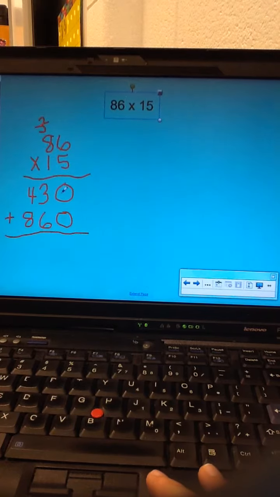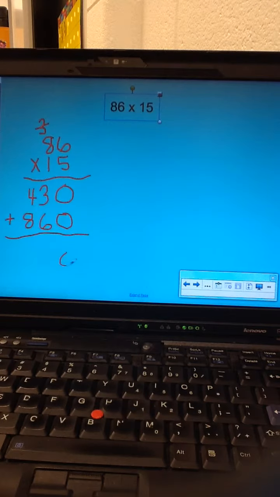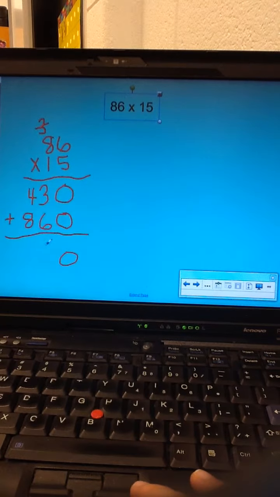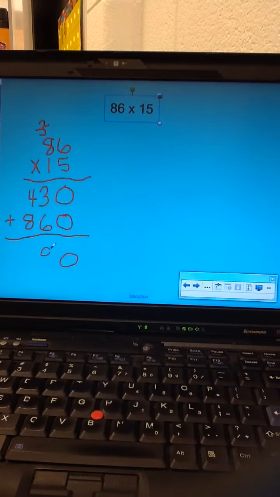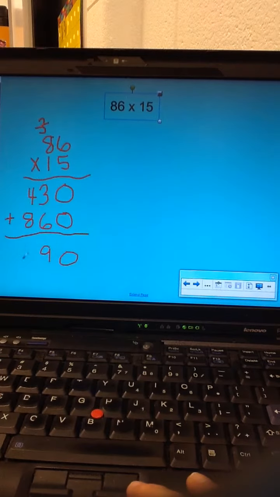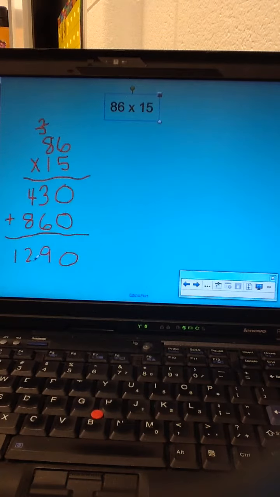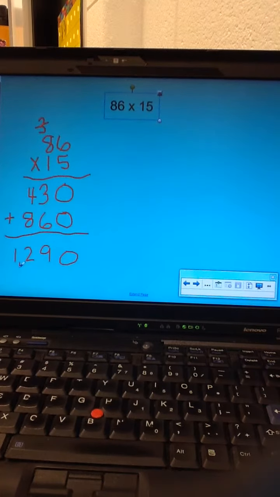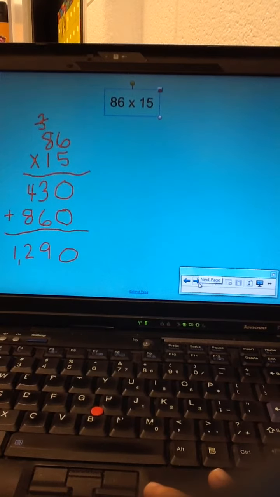Hopefully you and your group said 0 plus 0 was 0. 3 plus 6 is 9. And 8 plus 4 is 12. So your final answer to 86 times 15 is 1,290. All right, here's the next one.